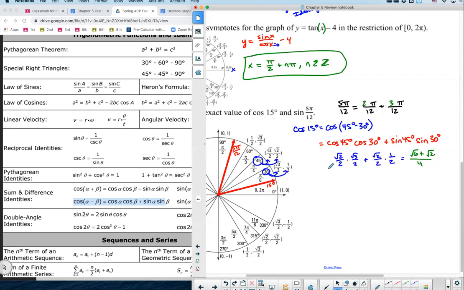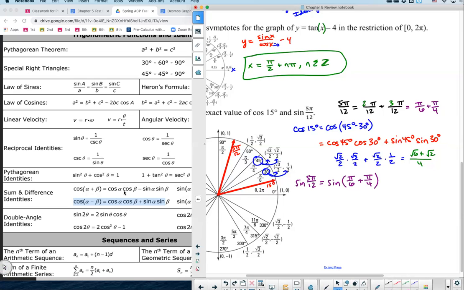So I will no longer have the denominator 12. I could rewrite this as 2 pi over 12 is the same thing as 1 pi over 6. And 3 pi over 12 is the same thing as 1 pi over 4. And so I could say that sine of 5 pi over 12 would equal sine of 1 pi over 6 plus 1 pi over 4.